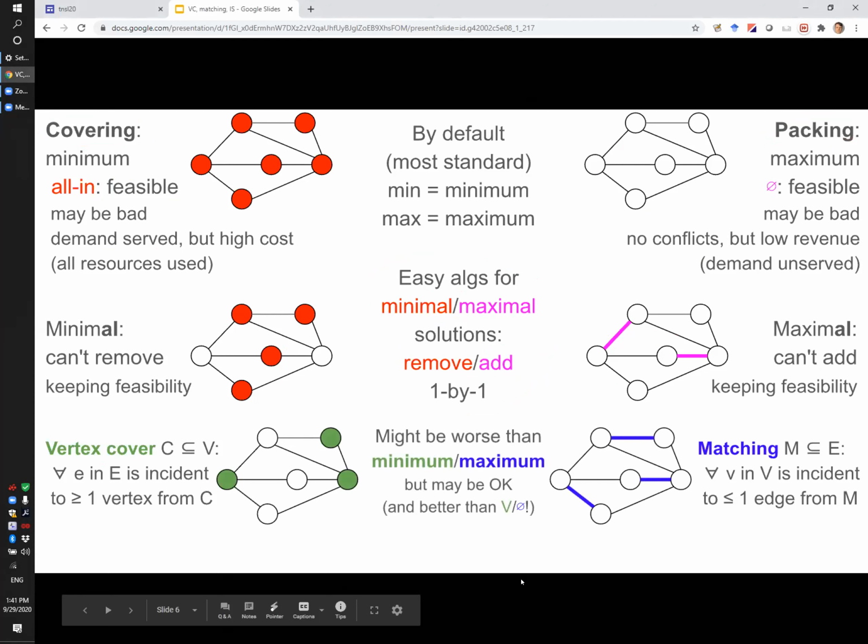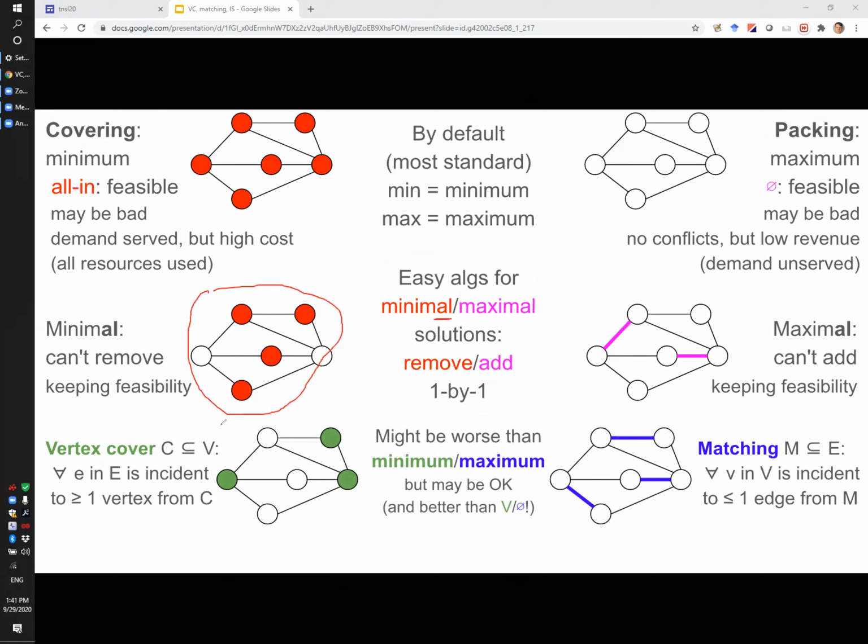Just to show the last thing on this slide, indeed, the minimal vertex cover, like this one, could be worse than the minimum vertex cover. So this is the minimum vertex cover. It has only 3 vertices. This is a minimal vertex cover. It has 4 vertices. So 3 is smaller than 4. So this minimum cover is better than the minimal cover.